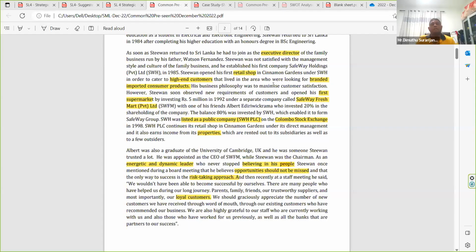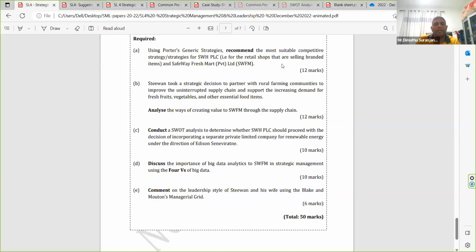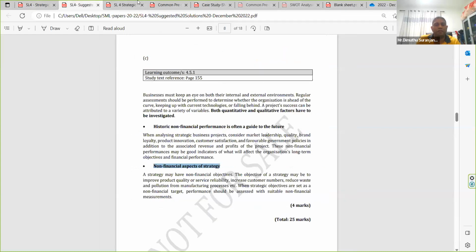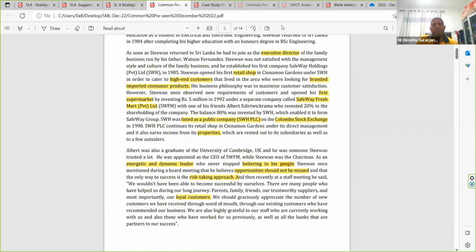Now, what do you think? The question is asking you, what is the strategy for the retail shop, branded items, and what is the strategy for Safeway Fresh Mart? What do you think? Can someone let me know what is the ideal strategy for the retail shop? Hey guys, let me know quickly. Can someone tell me, another person?